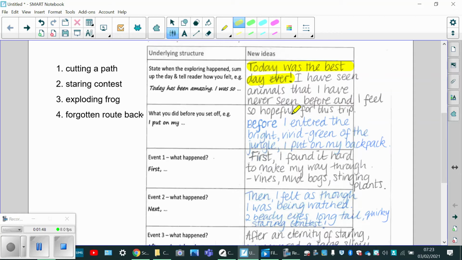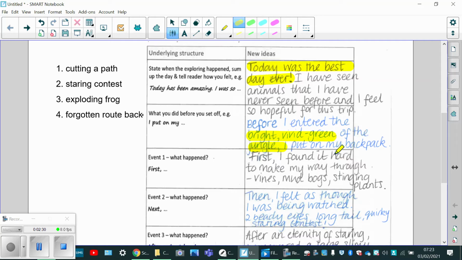My next paragraph I've put in blue here. So it says what you did before you set off. So that's really going to be a list of things that you've done. For example, putting on your backpack, getting your water bottle ready, packing your lunch. I decided to put a nice noun phrase in there. I've talked about before I entered the bright, vivid green of the jungle, I put on my backpack. Really simple, just a couple of sentences really. In your boxes, you may well just want to do some bullet points, some phrases. I chose to do sentences because I wanted to have a little go at varying the start of my sentence as well.